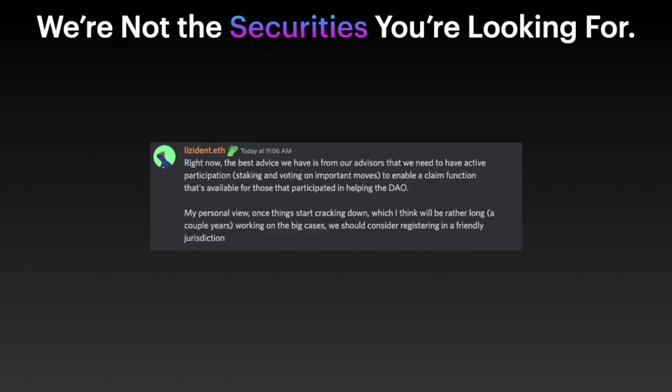But one of our goals as a DAO is to try and stay as far away from being considered a security as possible. Lizard, one of our council members, said in Discord, right now the best advice we have from our advisors is that we need to have active participation. The truth is that probably no one knows what's going on with what's declared a security and what's not until it's all set in stone. But for right now, the advisors think that active participation will keep us as far away from being a security as possible. So because of that, the team has tweaked revenue distribution in two ways.